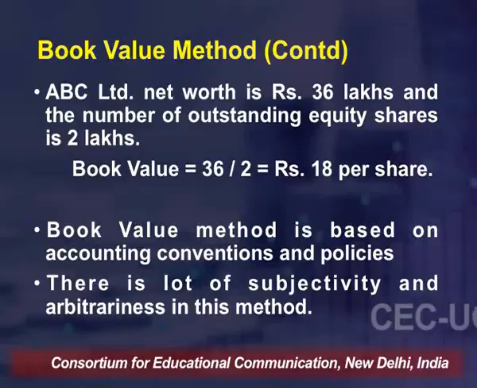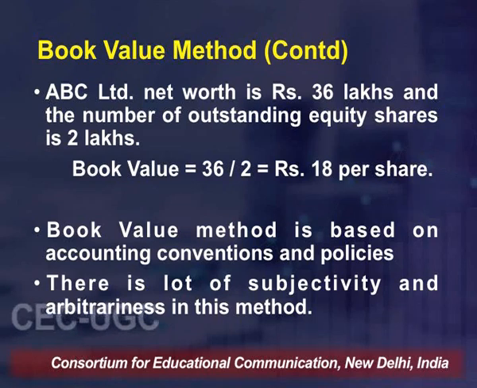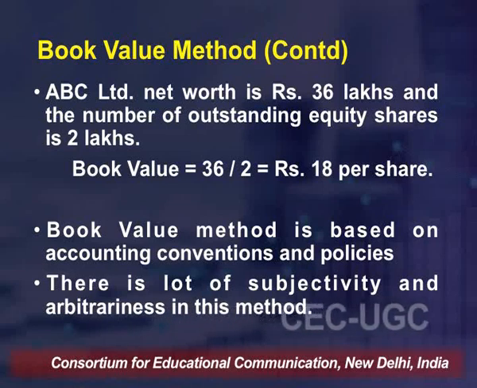Let us understand it with the help of an example. Suppose there is a company by the name of ABC Limited and the net worth of this company is rupees 36 lakhs, while the number of outstanding equity shares is say 2 lakhs.